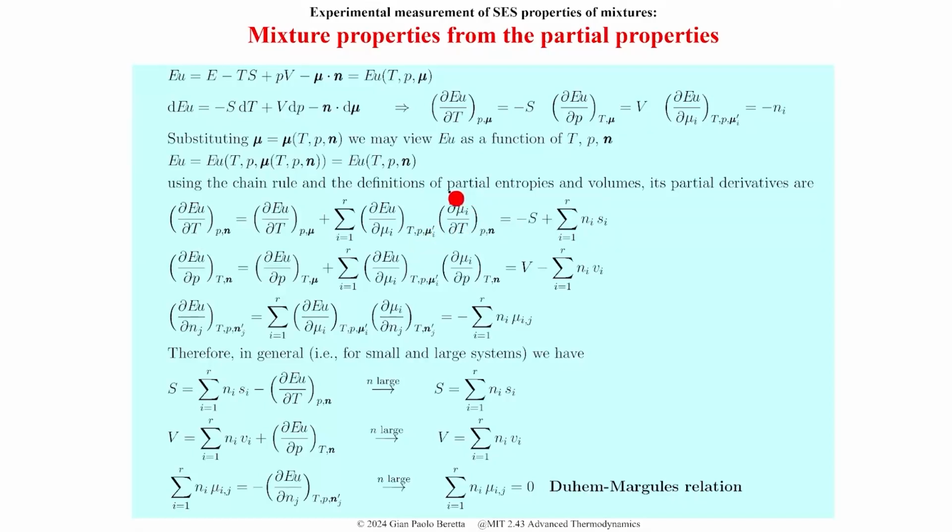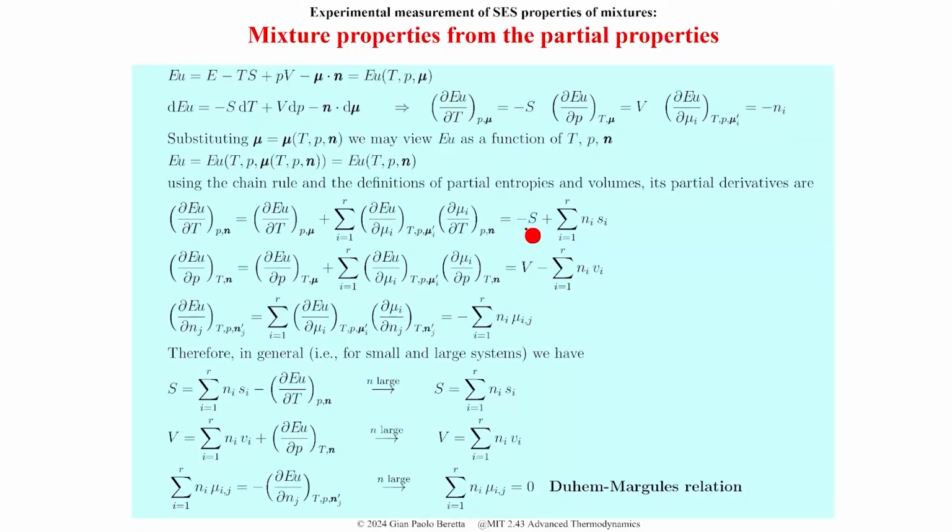Then if I look in the previous slide and I look at the partial of mu with respect to t at constant p and n, that's minus S. That's negative of the partial entropy. So minus and minus cancel, becomes a plus. And so I have the summation of Ni times Si. Whereas the first derivative here is minus S, capital S. It's the entropy of the mixture.